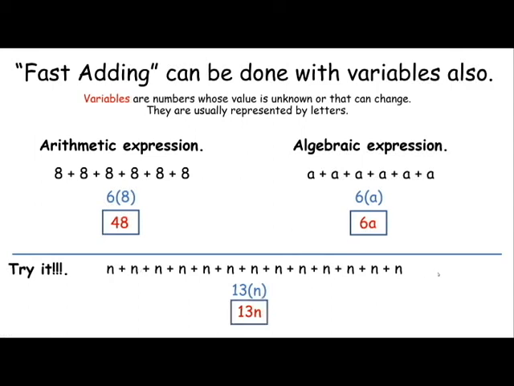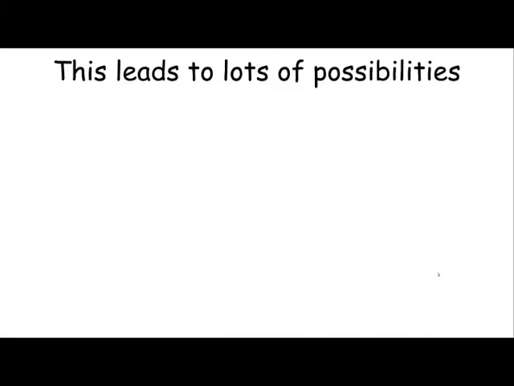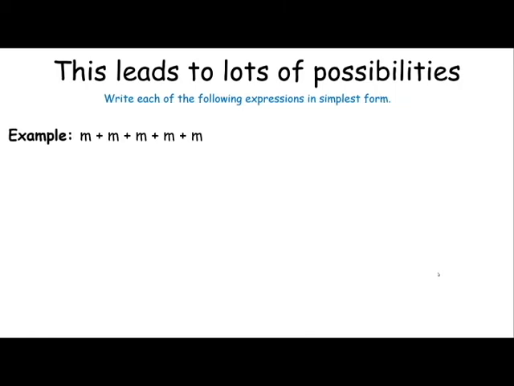Now, if you're comfortable with that, we can talk about all the different possibilities that come up as a result of understanding this idea. For example, if I were to give you m plus m plus m plus m plus m, you should be able to tell me that that is 5m. Not too bad, right? How about this one? If I give you 3x's and 5x's, do you know what that means?